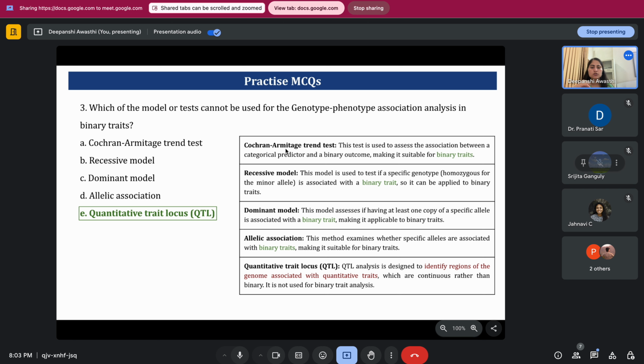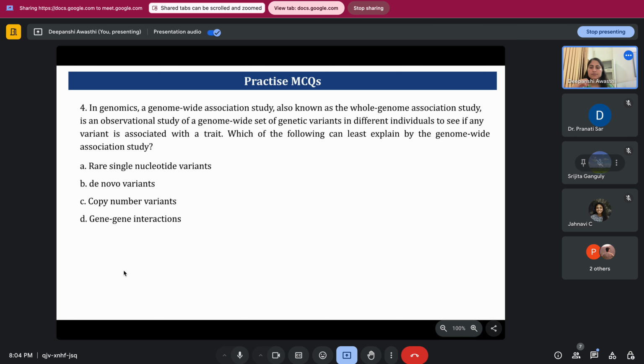other tests. So the Cochrane-Armitage trend test we already discussed. It is for the ordered data set, when we want to check the effect of the drug dosage on the patients. Recessive model test is also to test if the specific genotype is associated with the binary trait or not. Dominant is also used for the binary trait identification, and allelic associations is also used for the binary traits, whereas QTL is for the multiple gene analysis.